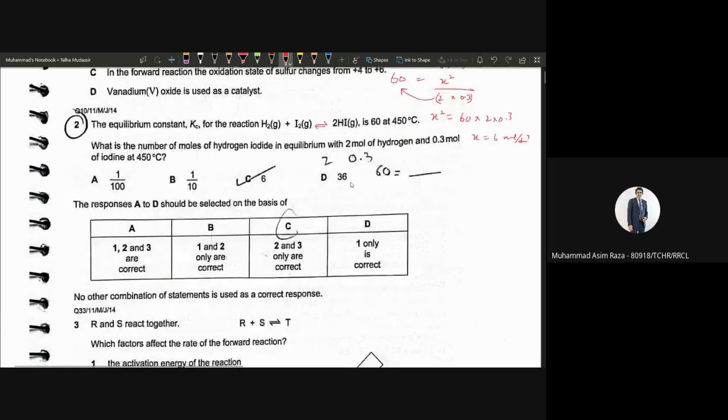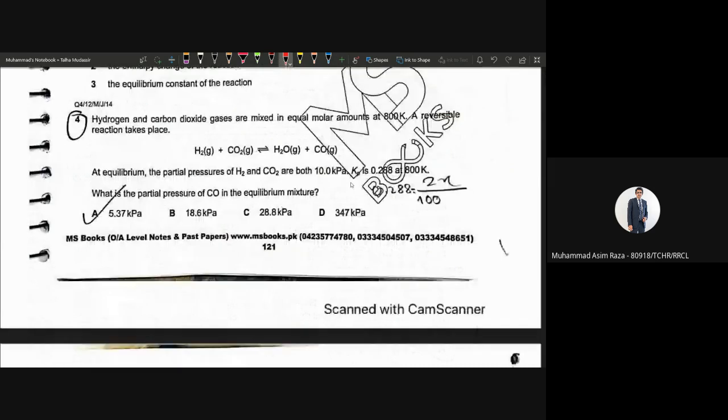Then he says that question number 4, hydrogen and carbon dioxide are mixed in equal molar amount at 800 Kelvin. A reversible reaction takes place. Hydrogen reacts with carbon dioxide to produce water and carbon monoxide. Pressure जो है ना वो है 10 kilopascal. Kp value is already given. What is the partial pressure of just the reactants?